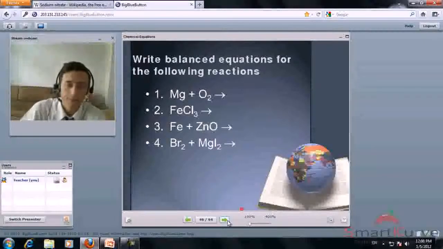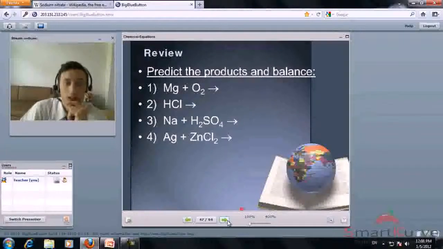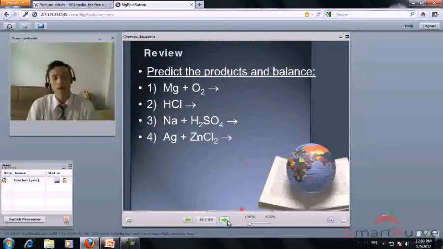You can test yourself there. Slide 46: writing balanced equations for those reactions. Predict the products and balance on slide 47. Again, use what we've learned with the activity series and use what we've learned about balancing equations, making sure we have the same amount of each element on both sides. And remember to look at it one element at a time.